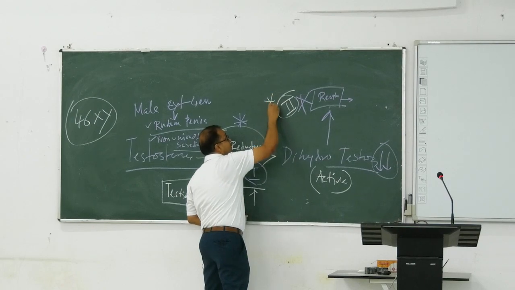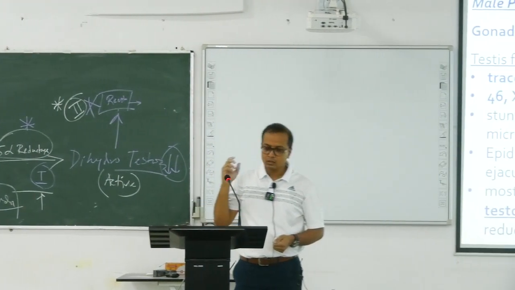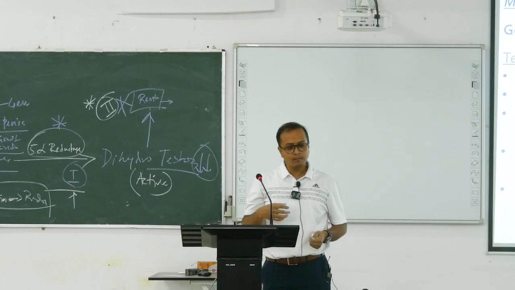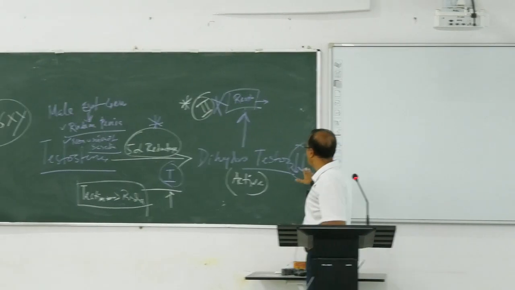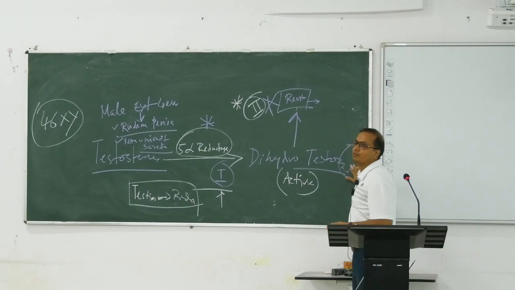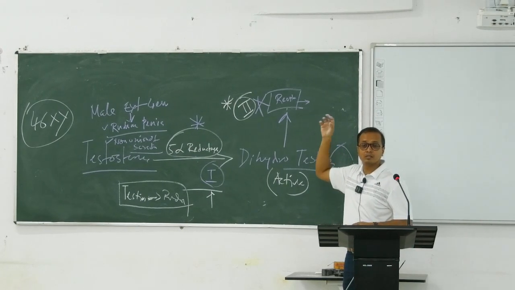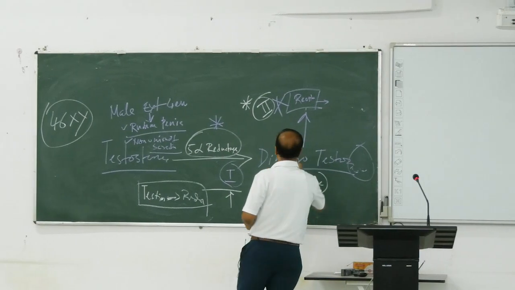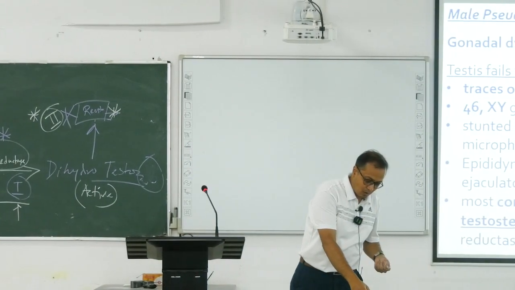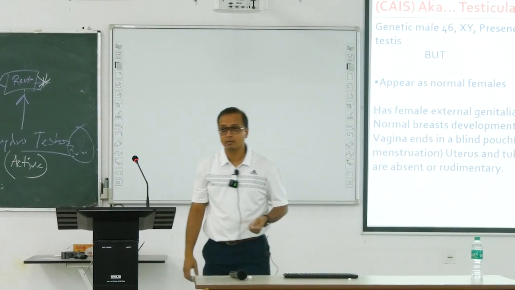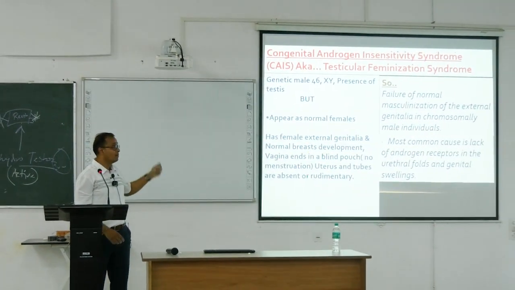Now, the next variety, the gravest variety of this problem, is where you have receptor errors. Everything is fine, the testicle is working fine, and dihydrotestosterone is produced because 5 alpha reductase is working fine. But despite a good level of dihydrotestosterone, we still have a female phenotype. The receptor to which the dihydrotestosterone binds is not working. This disease we call testicular feminization syndrome or congenital androgen insensitivity syndrome.